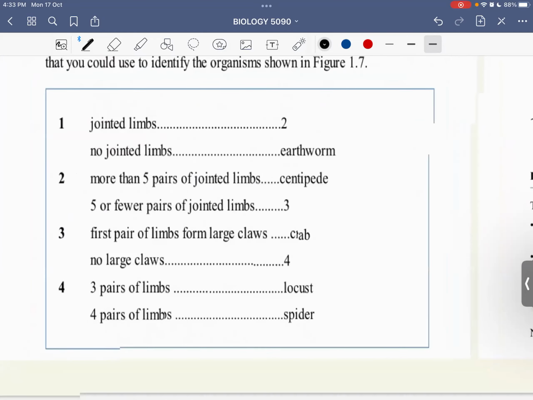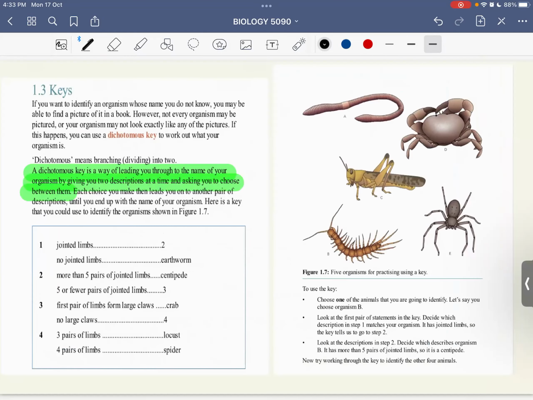How? जैसे कि ये example दी हुई है, that you can see these pictures on the right hand side. Okay, you can see how many pictures? There are 5 pictures. Okay, and they have been given a letter to identify, which is A, B, C, D, and E. Okay. Achha, now let's use this key to identify.